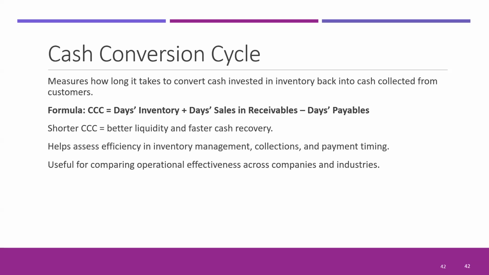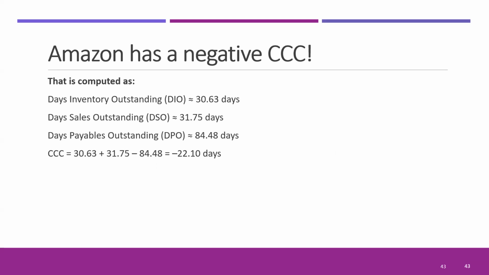So Amazon has a negative cash conversion cycle. Their days inventory outstanding is 30 days, days sales outstanding is 31 days, and days payables outstanding is 84 days.